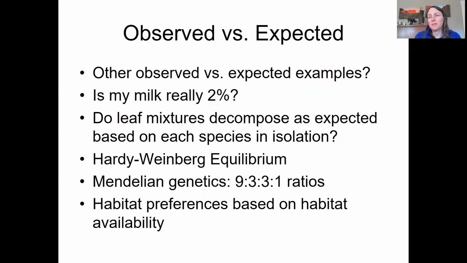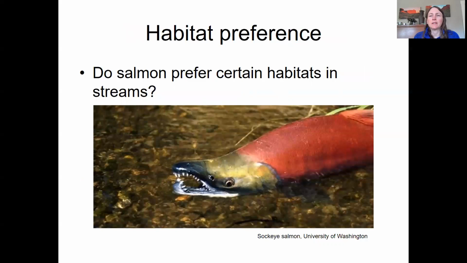And then habitat preferences. You can use this when you're testing to see whether an organism is preferring a specific habitat more so than that habitat is available to them. So for example, we'll start with a habitat preference example, and these are all similar to the examples you're going to see in the lab. So I'm just going to walk you through how they work.